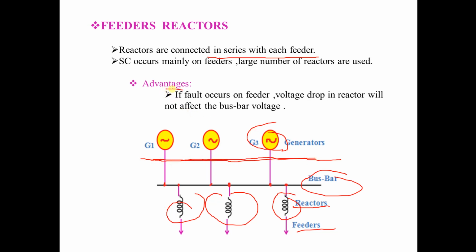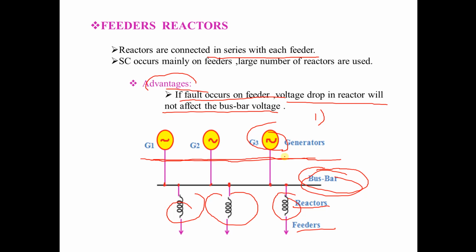Okay, so one of the advantages is, comparing with the generator, if any fault occurs, there will be a voltage drop in the reactor, which will not affect the bus bar voltage, so that it can be easily identified. Okay, and even though some advantages are there, there are disadvantages. One is constant power loss, as in the generator, constant power loss and voltage drop during normal operation, and if a short circuit occurs at the bus bar, there is no protection to the generator.